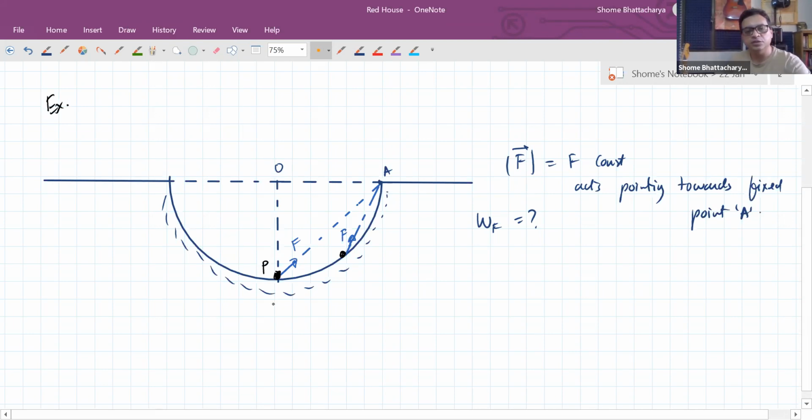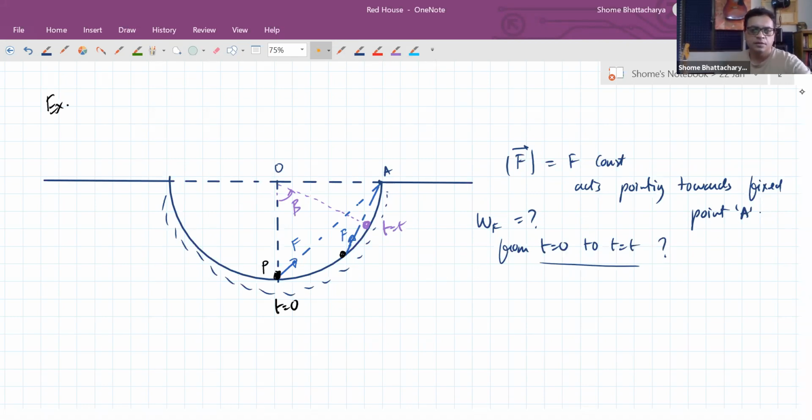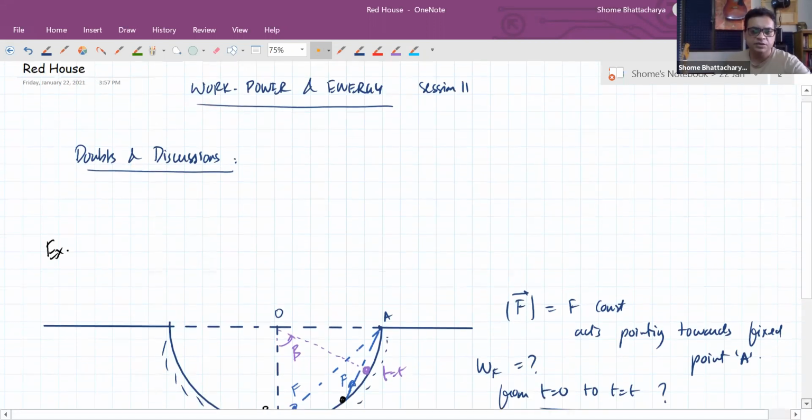So let's say the initial position of the particle is over here. This is where it is at t equal to 0. And after some time, the particle reaches somewhere here. Let's take a general expression here where this angle is suppose beta. So we want to find the work done by this force from t equal to 0 to t equal to t. So remember, this was the last question we were discussing, and we had seen one of the methods, but that too with a specific numerical value and all that. So I just want to generalize that solution and also discuss how it converges with the other types of methods.